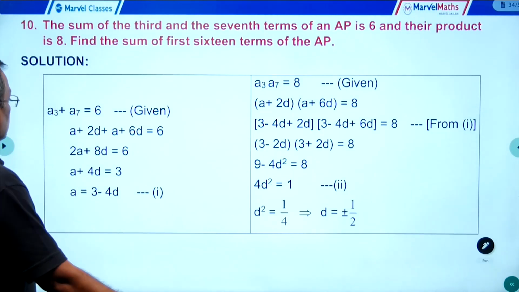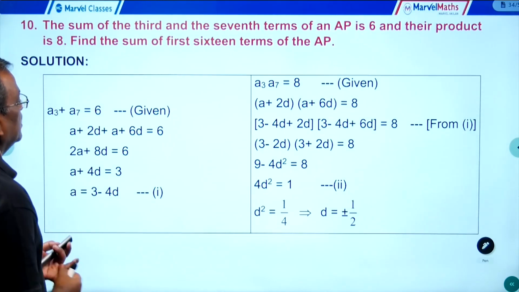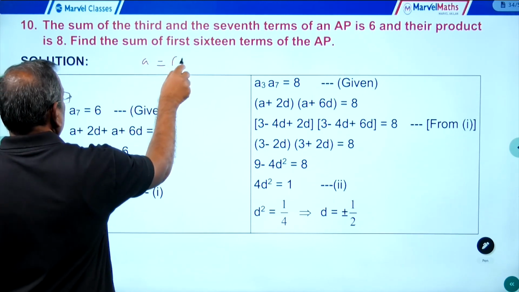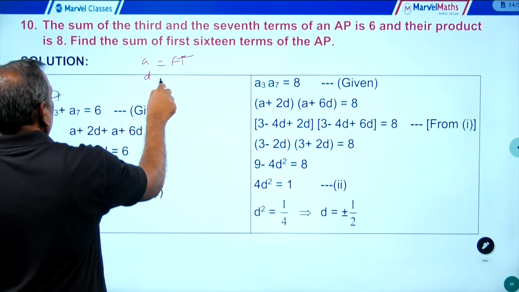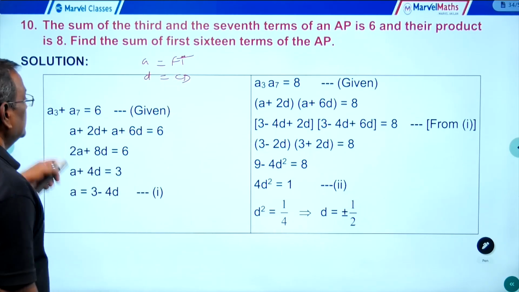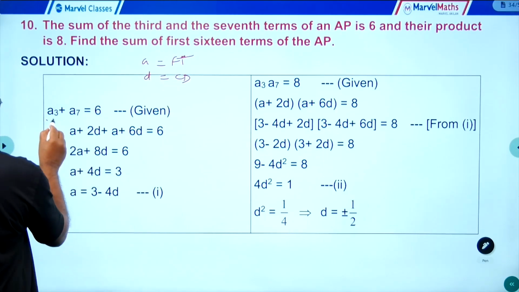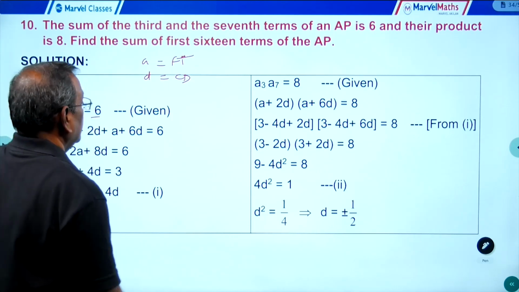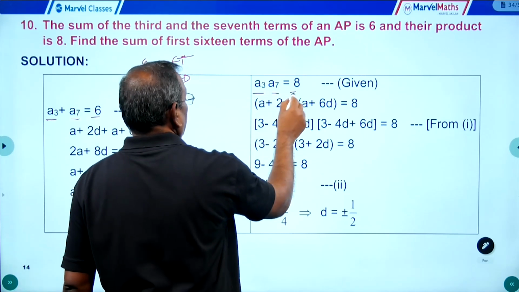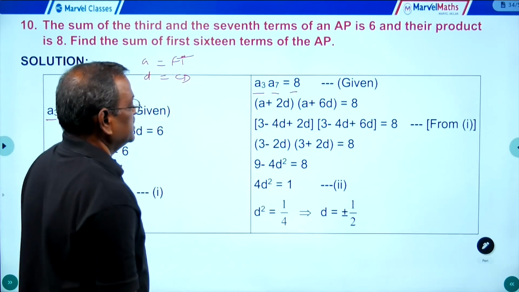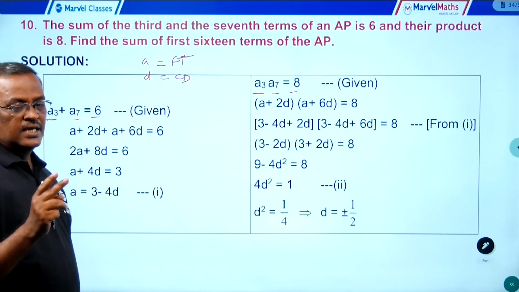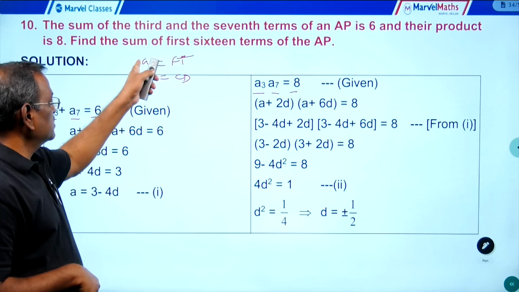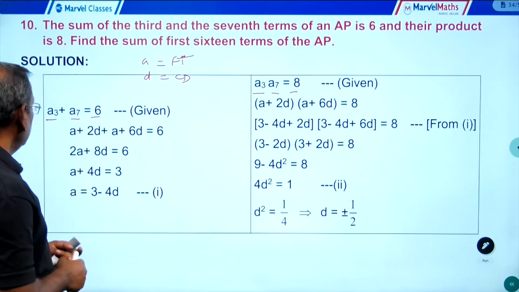Next, sum of third term and 7th term of an AP is 6. A equal to first term and d equal to common difference. Third term and 7th term, A3 plus A7 equal to 6, and their product is 8. A3 into A7 equal to 8. Find the sum of first 16 terms. So two conditions are given because we have two unknown constants. Those two unknown constants are A and d.